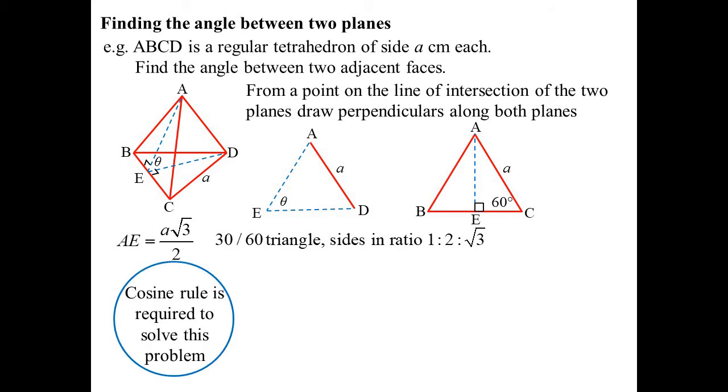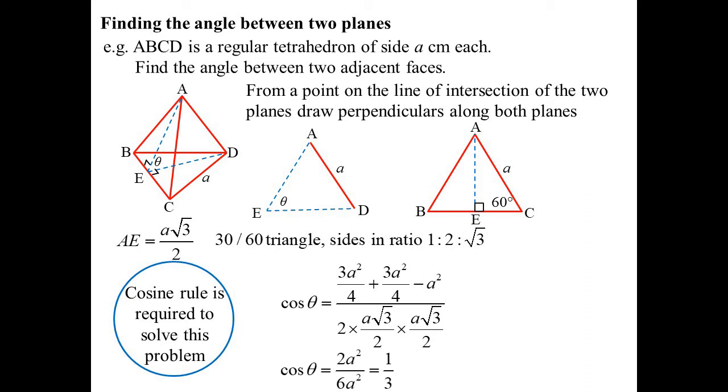I'm actually going to need the cosine rule to solve this problem now because I've got 2 sides in that triangle and I want to find an angle. It would end up being this beautiful expression: 3a squared on 4 plus 3a squared on 4 minus a squared, over 2 times a root 3 on 2 times a root 3 on 2. Lovely thing about that is actually the a squareds all cancel and I come up with a definite number. Turns out to be a third. So cos theta is a third, so that angle is 70 degrees, 32 minutes.